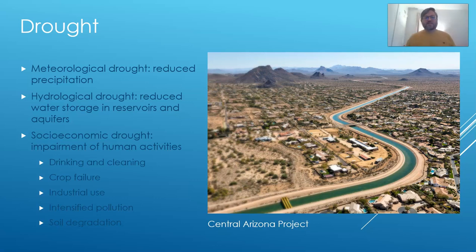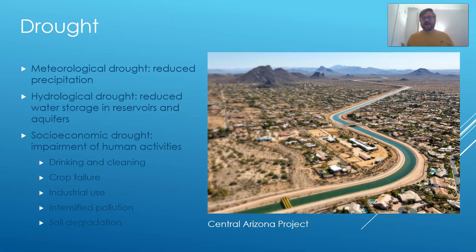And then we have the socioeconomic drought. So that is when the drought begins to impair human activities. So people start to actually be negatively impacted by that drought. So we can have a hydrological drought. We can have low levels of water in our reservoirs, but there's still enough for people to keep living their lives as normally. So we're not yet in a socioeconomic drought. Once it starts to actually affect how people live, then we're in that socioeconomic drought.